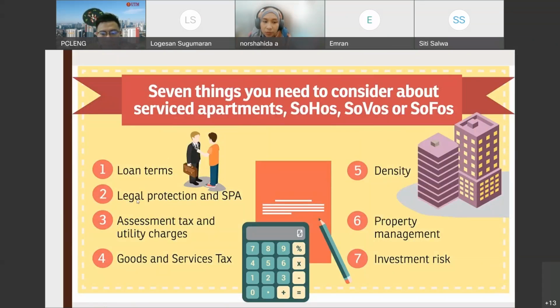Okay, and then in terms of the legal protection and also SPA. And then in terms of the assessment tax and utility charges, it is different. It's based on the commercial title, not on the housing charges. And then goods and service tax is different. And then density. I will talk about it in more detail in the next slide. On the density, we get it from the number of units, the allowable units that you can develop in one housing scheme.